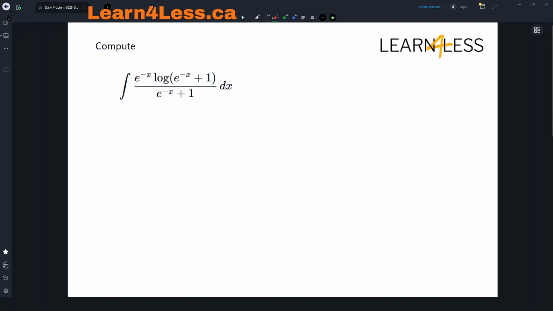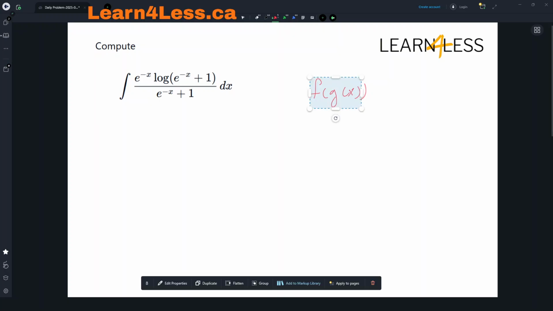In this problem, we want to take the integral of this function. This looks like a complex function: e to the negative x times log of another function over another function. So it's a little bit complex looking, and usually whenever we have a composition function, which is a function of a function, like f of g of x, in this case log of e to the negative x plus 1, usually U-substitution would be a good starting point.